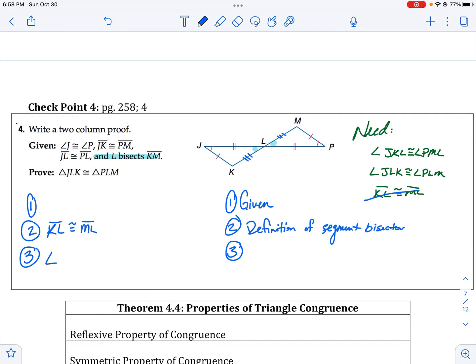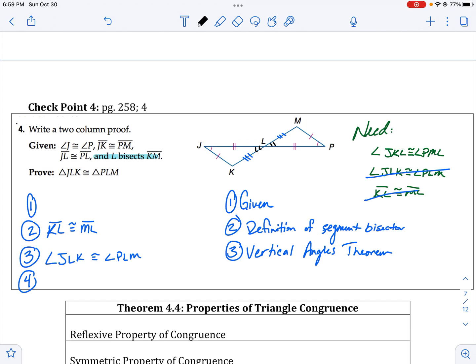So I should be able to say that angle JLK is congruent to angle PLM because of the vertical angles theorem that says that they should be congruent. And then I only have one more step. So I've proven that all three corresponding sides are equal. I've proven that two of my angles are congruent. So how can I prove that the third angles are congruent?